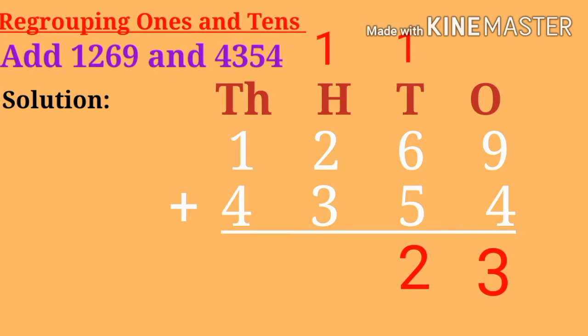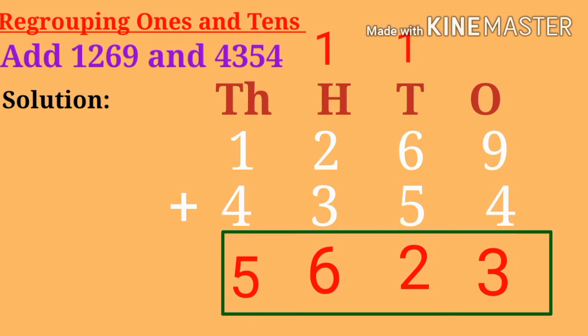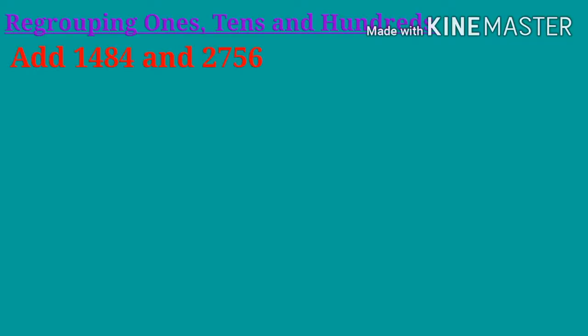Now add the hundreds digits. 1 hundred, which is the regrouped digit, plus 2 hundreds plus 3 hundreds is equal to 6 hundreds. Then add the thousands digits. 1 thousand plus 4 thousands is equal to 5 thousands. Write the digit 5 in the thousands place. Hence 1269 plus 4353 is equal to 5623.